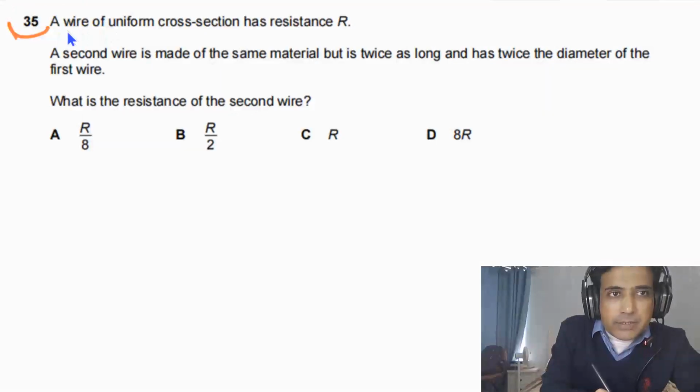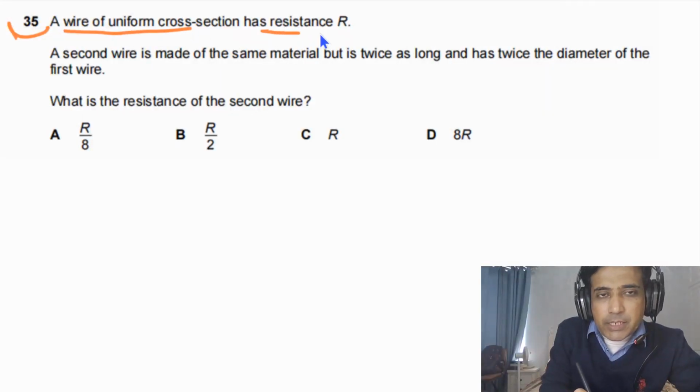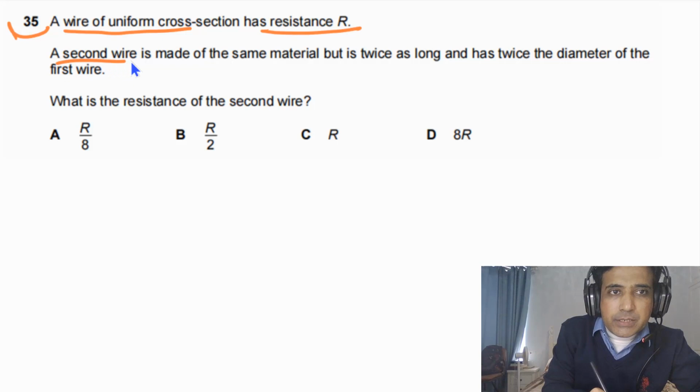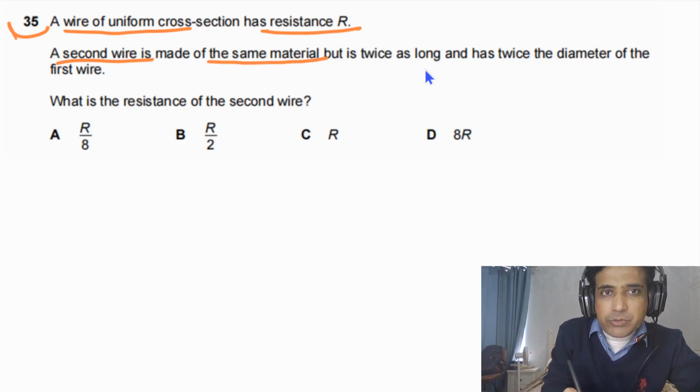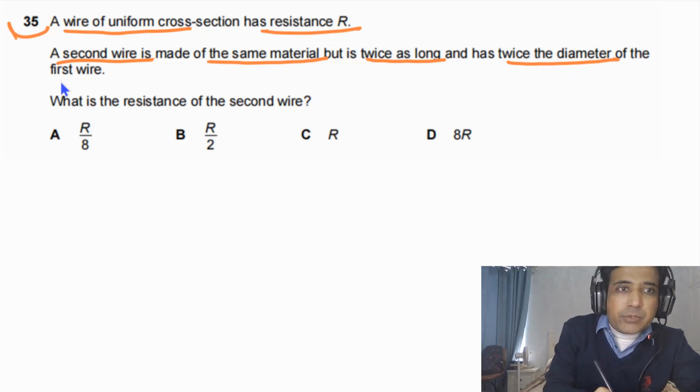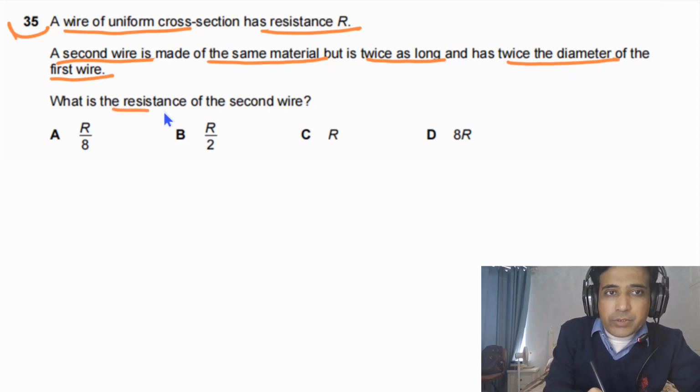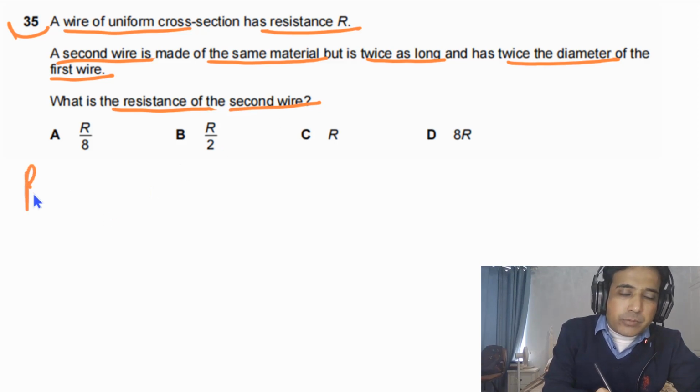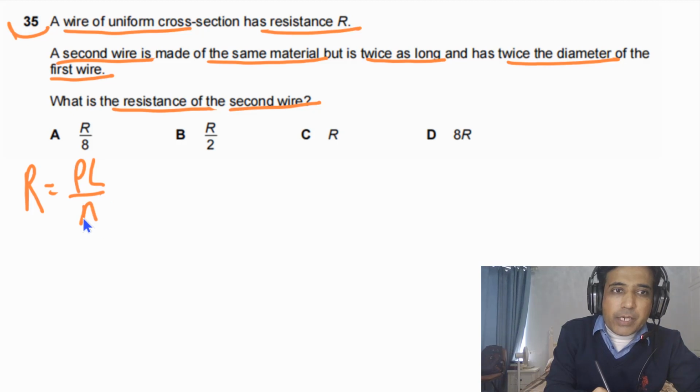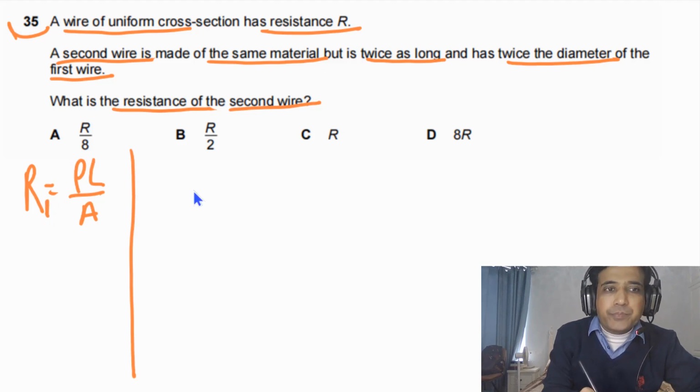Question 35 says a wire of uniform cross section has resistance capital R. A second wire is made of the same material but is twice as long and has twice the diameter of the first wire. What is the resistance of the second wire? For the first wire, we can simply say R is equal to rho L divided by A. So this is for the first wire, so we can say this is R1.